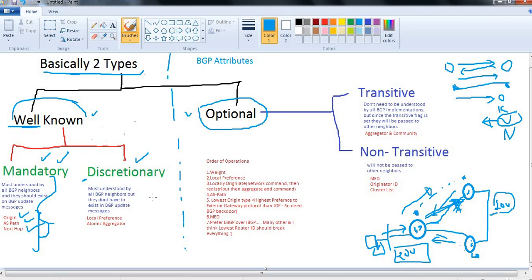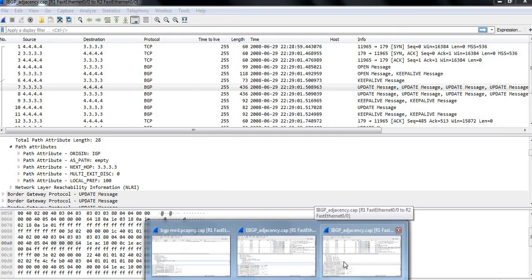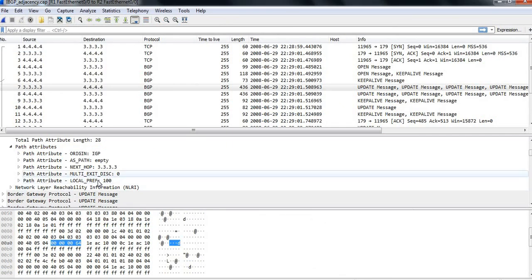The discretionary attribute must be understood by all BGP neighbors, but it doesn't have to exist in the BGP update message, which means that they should understand it, but it is not mandatory that they should carry this attribute. So local preference and atomic aggregator are not necessarily carried in the BGP updates. So let's see our iBGP. Here I see local preference and multi-exit discriminator. This is taken from the iBGP. We had set up local preference on our neighbor. That's the reason it is carried here.